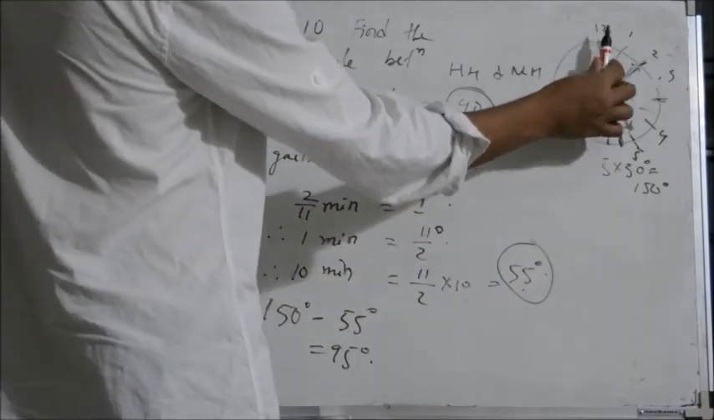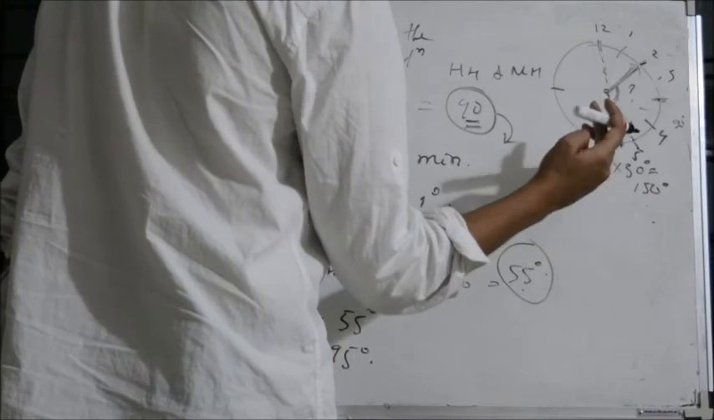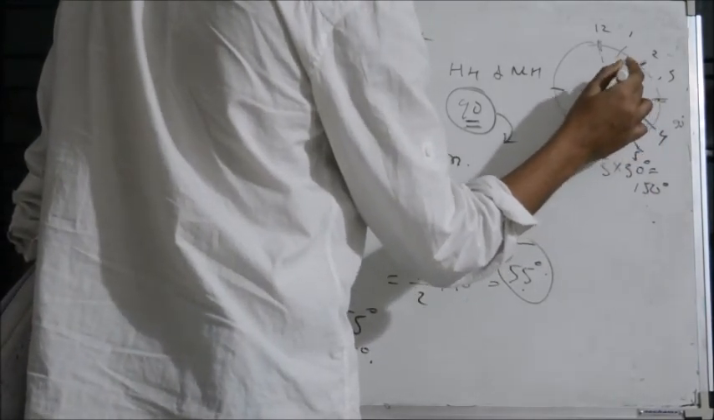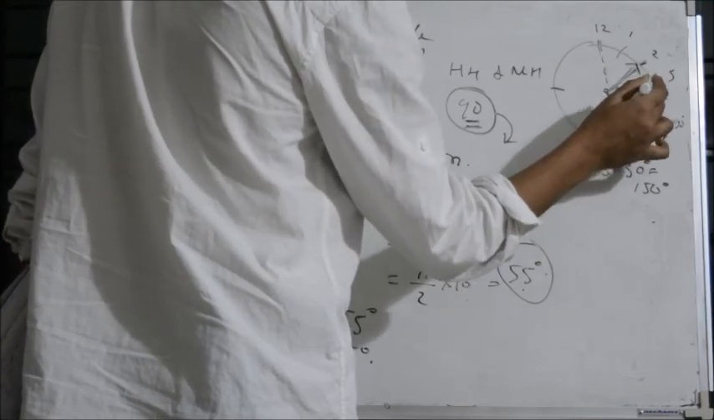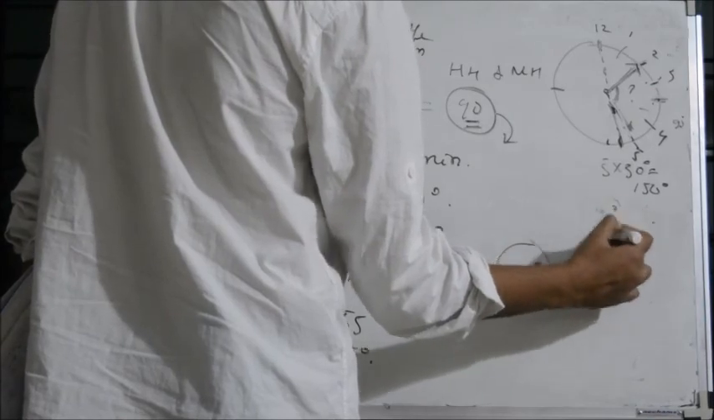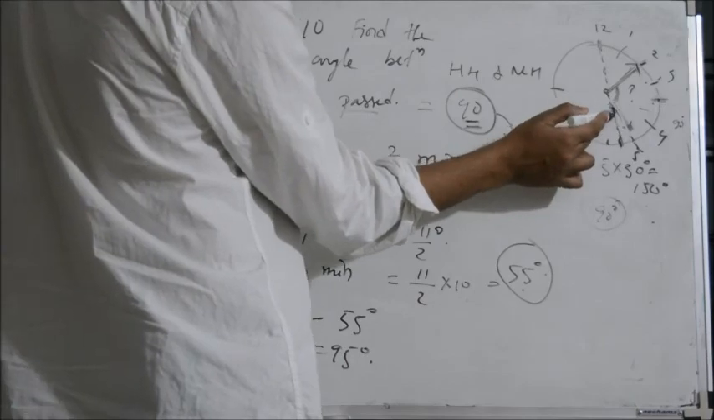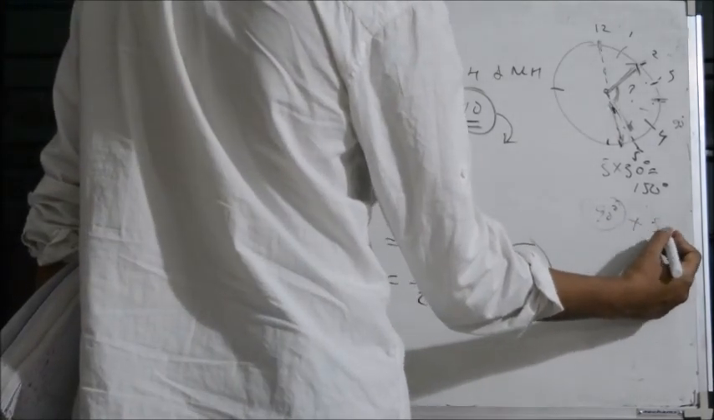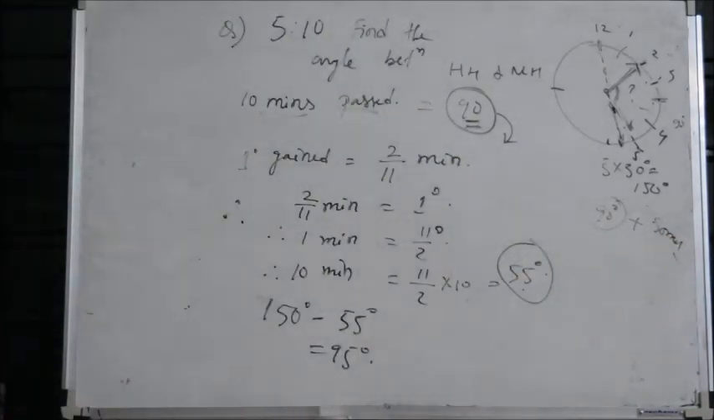Once again, when it is 5 past 10, from 10 means at 2 o'clock, and 5 means at 5 o'clock. So how many degrees? Here 30, 30, 30. So it should be 90 degrees, but it is not 90 degrees. Why? Because from 5 o'clock the hour hand is also moving a little bit. That means it is 90 plus something else. Now we will find out what that something else is.